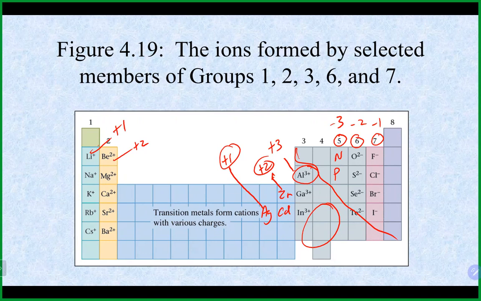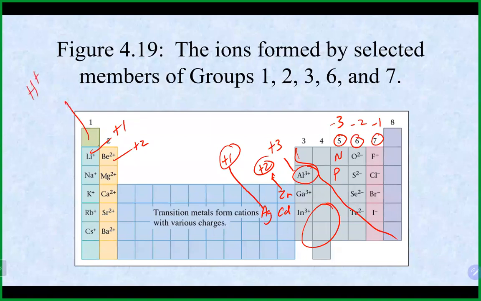Hydrogen, as we will talk about, which is here, can actually be +1 or -1. So hydrogen is an interesting one. It could actually go both ways. It could be +1 or -1. Any questions on that there?